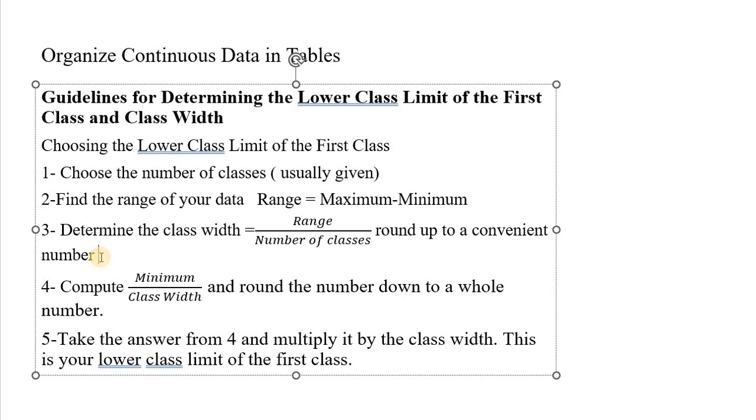Step number 4, we compute this value, which is we take the minimum divided by the class width. The answer, we round that number down to a whole number. For example, if you get 20.3, we round it down to 20. If you get 20.9, we round it down to 20. And then we take the answer from number 4, let's say the 20, and we multiply it by the class width. Let's say the class width is 10. So it gives us 200, and that is going to be the lower class limit of the first class.